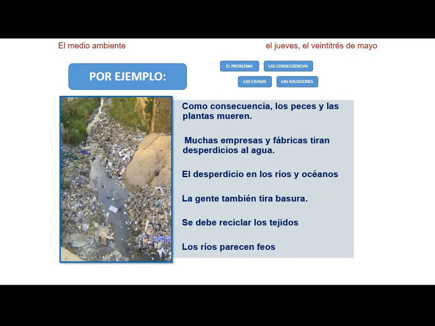Okay, so como consecuencia los peces y las plantas mueren. Well, that's a giveaway, como consecuencia. Clearly, a consequence. So as a consequence, fish and plants die.